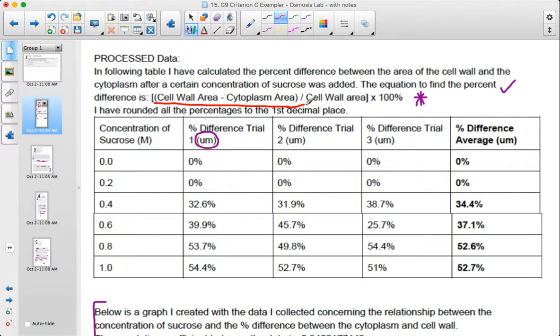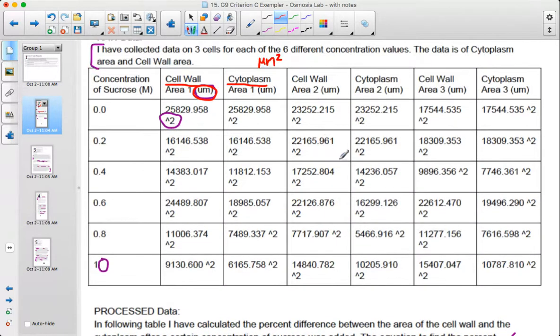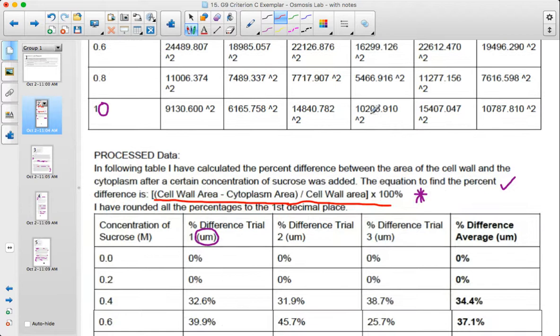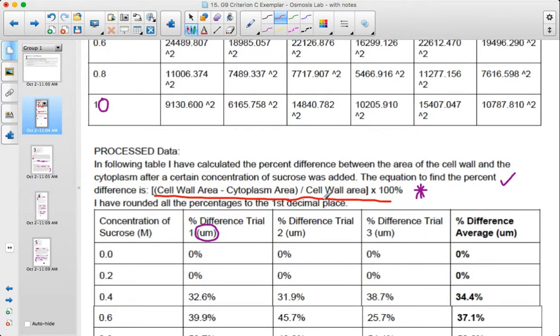And while the equation is presented, there is no sample calculation. A sample calculation would mean that after you present the equation, you actually plug in the values from one of your trials. This student could have picked any of these trials from up here, like this one, and shown how they used the cell wall area and the cytoplasm area in this equation to get a percent difference value. So without that, again, this student is not really reaching the 7-8 level.